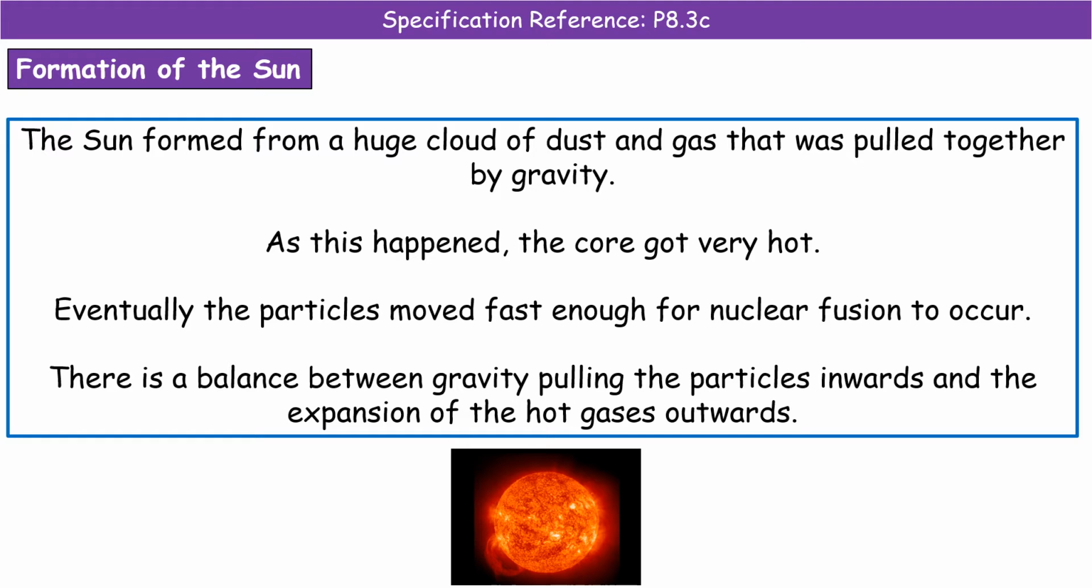As this was happening, then what we find is the core of this gets very hot. The hotter it gets, the faster the particles moved, and eventually they were moving fast enough for nuclear fusion to occur. Think back to our work in P6, nuclear fusion is where we are joining 2 nuclei together. Now, what we find is we end up getting to a point eventually where the force of gravity pulling particles inwards and the expansion of hot gases pushing outwards is in balance. And that is currently where our sun sits, in this lovely balanced position.